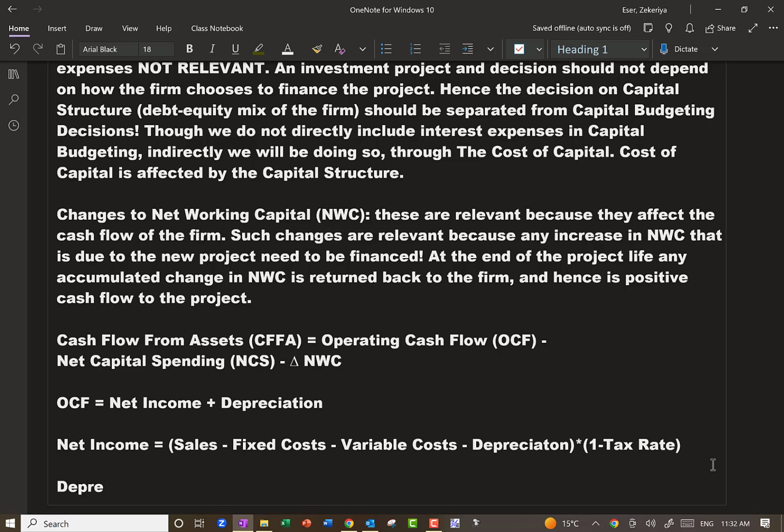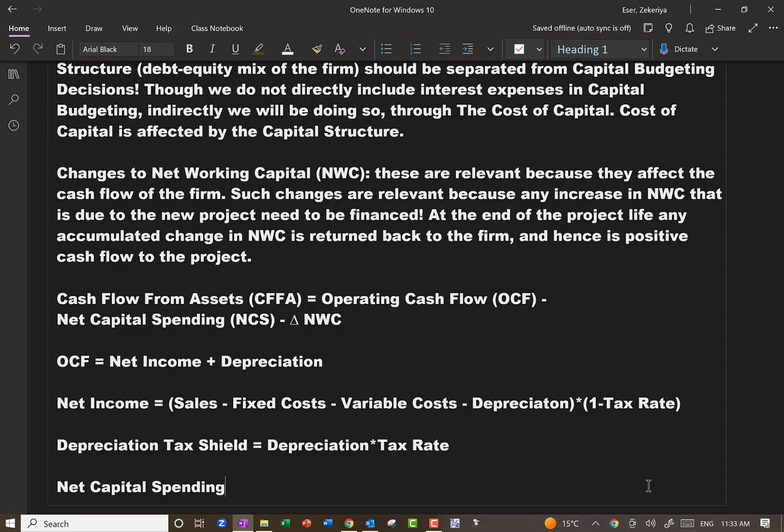Here, even though we don't have to call it separately, depreciation tax shield is depreciation times tax rate. So any increase in depreciation is going to actually increase net income, which means it's going to increase what you want to call operating cash flow.